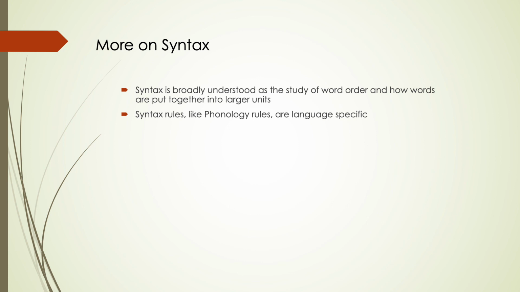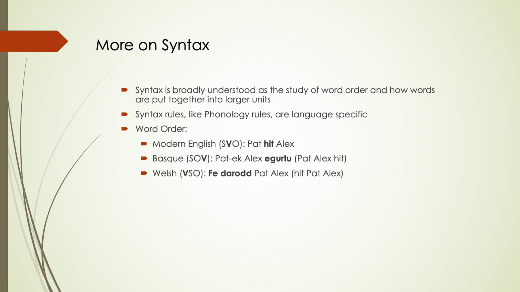So word order just in general, we can have subjects, verbs, objects as a general pattern of ways that we put things together. Can vary from language to language. So in modern English, we're a language that puts our subject first, and then our verb, and then our object. So Pat hit Alex. But in a language like Basque, they would have the subject, and then they would put the object, and then the verb would go at the end. So the translation would be word for word, something like Pat, Alex hit. And it would mean the exact same thing.